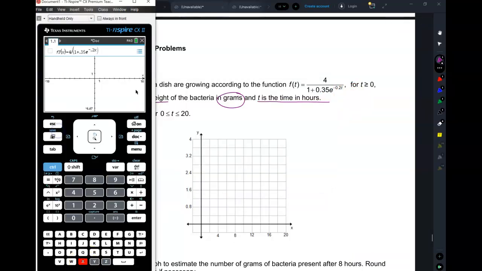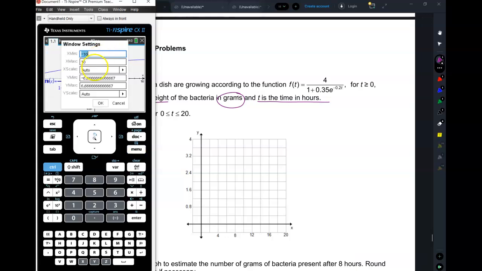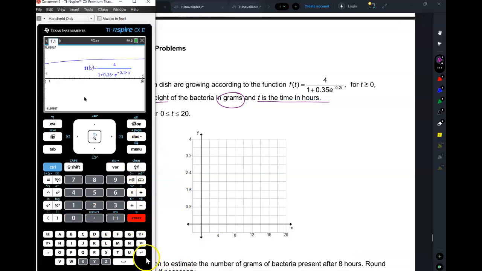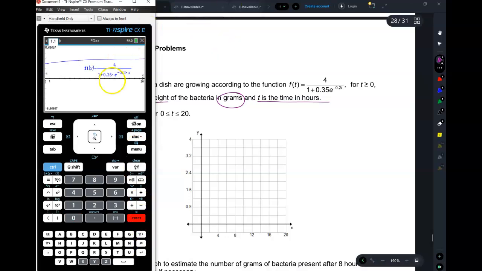Okay, so here it is. I'm going into my menu, Window/Zoom, Window Settings, and then change this from 0 to 20. When you press OK, that's what you get. Now you want to transfer that here.